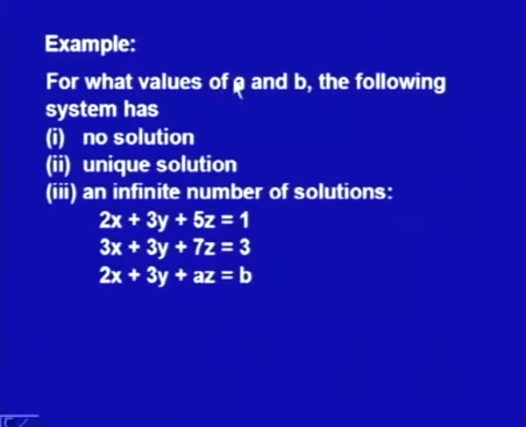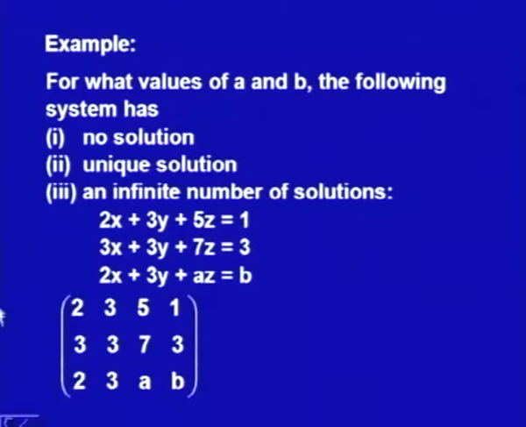Now, let us illustrate this with the help of an example. I have been given a system of equations, 3 equations in 3 unknowns x, y and z. You have to find out the values of a and b for which this system has no solution, a unique solution, or infinitely many solutions. So, we will use the results which we have discussed just now one by one.